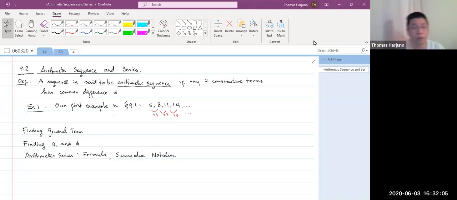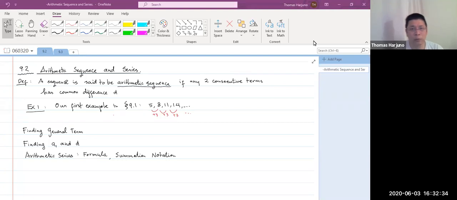Today we will cover 9.2, arithmetic sequence and series, and 9.3, geometric sequence and series. So we had been dealing with the general setting for sequences and series last time in 9.1. Today we will cover two special sequences and series.